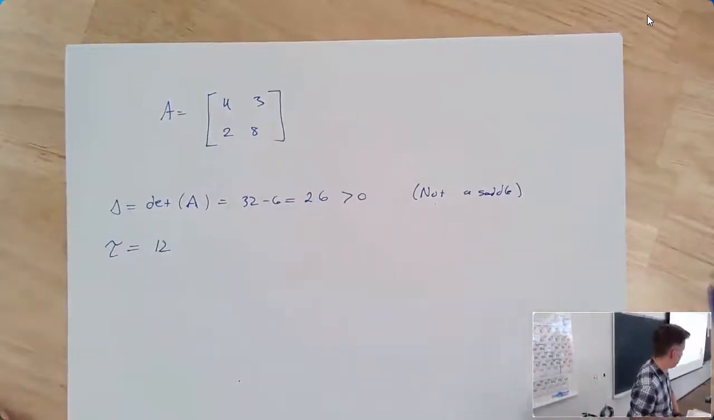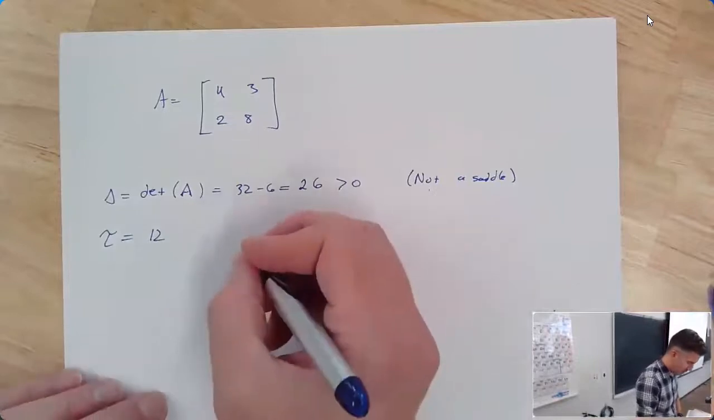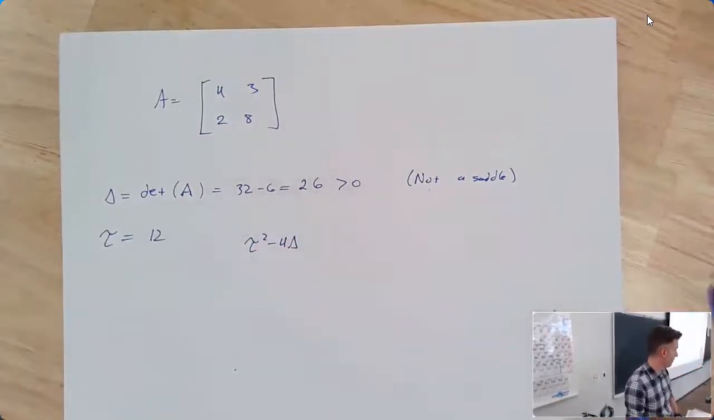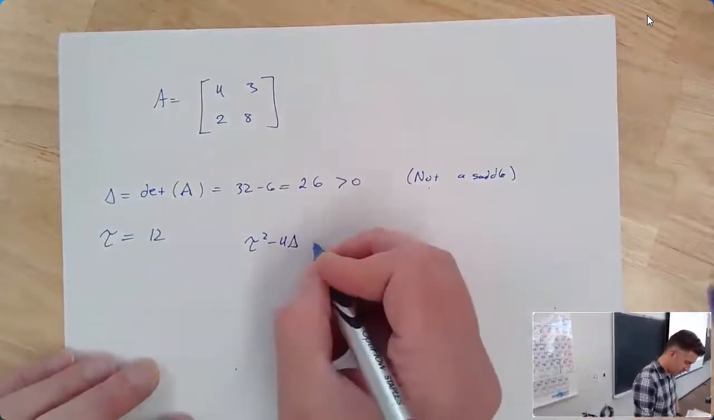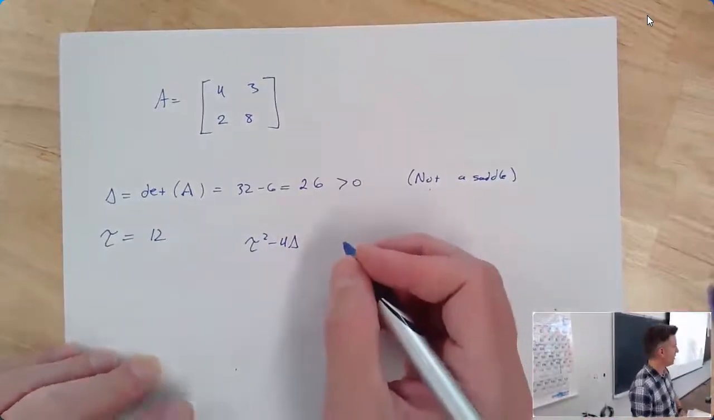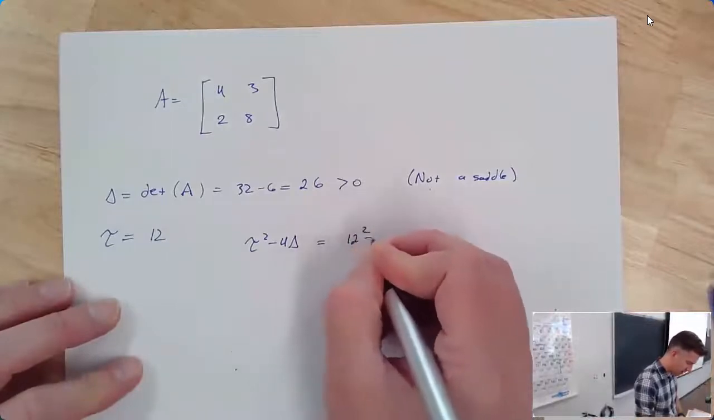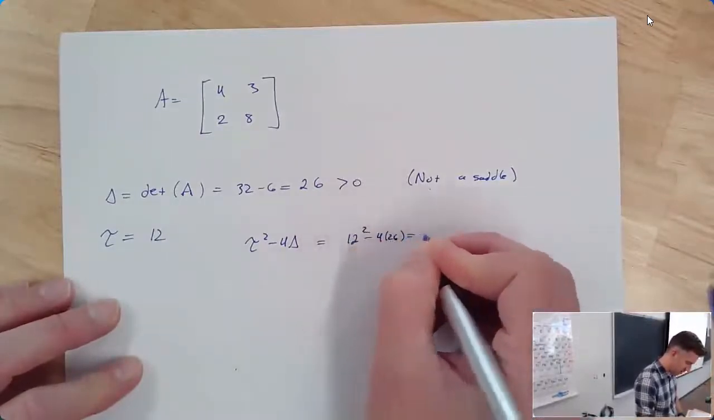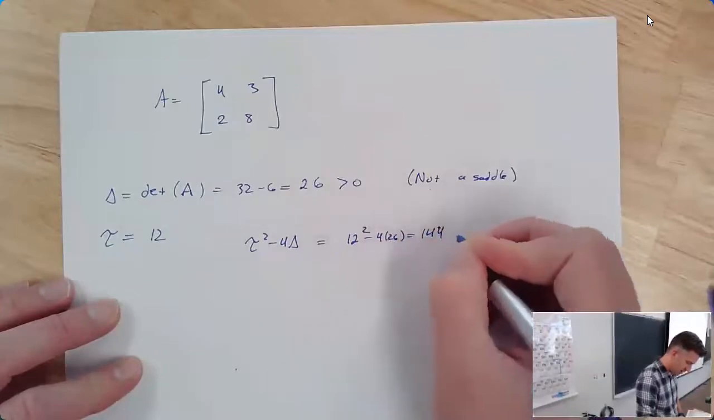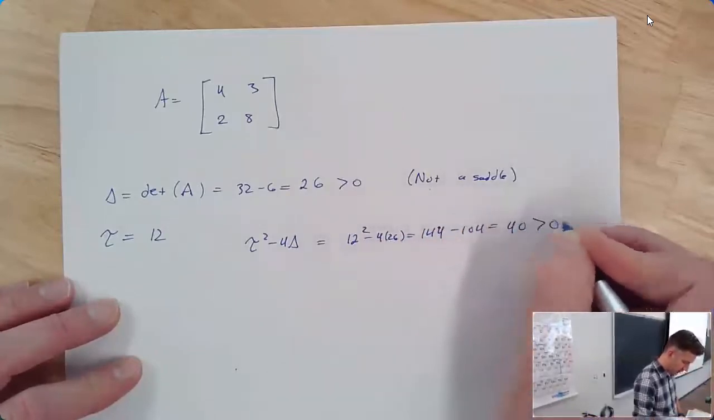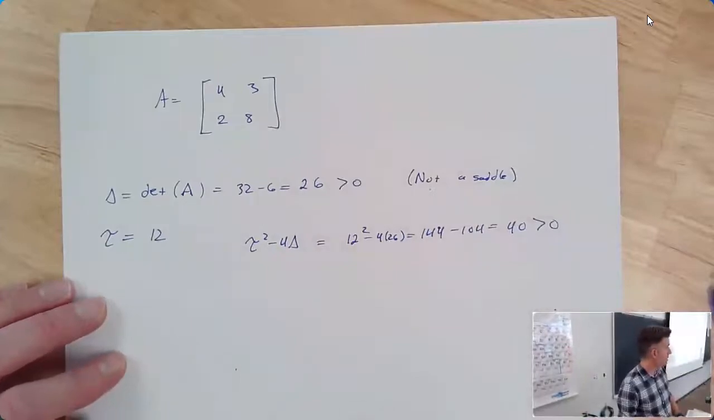So then I have to see, is my trace squared minus 4 times the determinant positive or negative? I think it's negative. Let's see. Oh no, I was wrong. I forgot to square it. So that's going to be 12 squared minus 4 times 26, which is 144 minus 104, which is 40, which is positive.